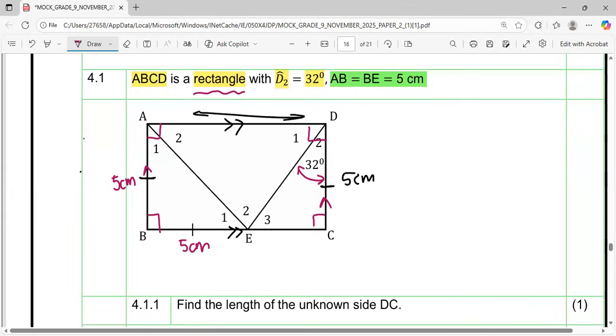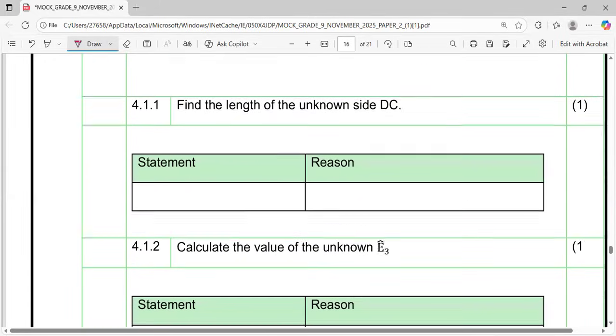We're going to say AB is equal to DC. Our reason is that they're opposite sides of a rectangle. We know they're equal, okay? Therefore, DC is equal to 5 centimeters. And then we go on to the second question.